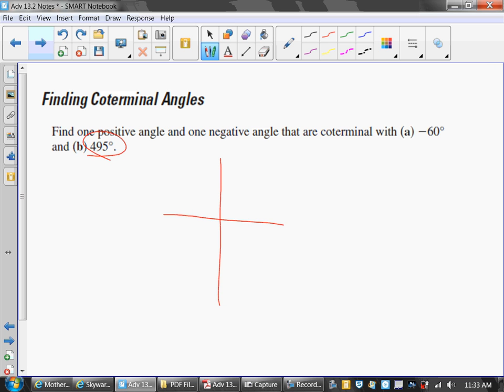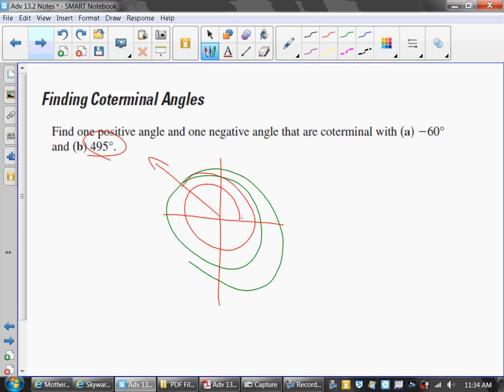If I wanted to find the coterminal angle for 495 degrees, well, 495 degrees goes around past 360, and 540 is the next mark, so it's somewhere in that second quadrant, right? Now, if I subtract 360 from that, I'm still not negative. I have to go again. So from 495, once you subtract 360, you're at 135. Subtract another 360 to get the negative coterminal angle. And that's how that works.